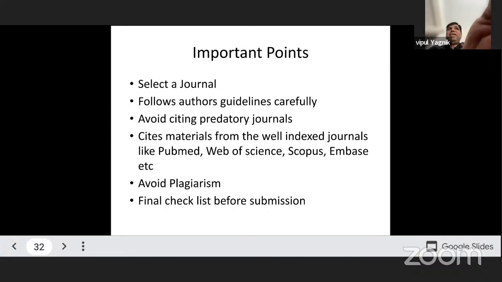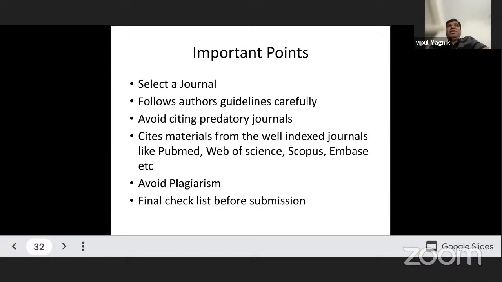Avoid plagiarism. Plagiarism is when you are using someone's work and not giving credit to them. If you are using someone's work, then you have to give credit to them. If you are giving credit, it is not considered plagiarism. But if you are not giving credit, it is considered to be plagiarism. Some people copy and paste the material. Some people just slightly change the sentences and do not give credit to the primary author.